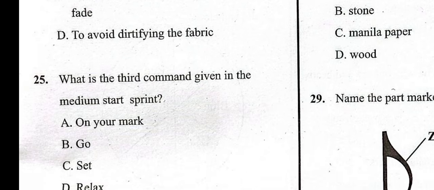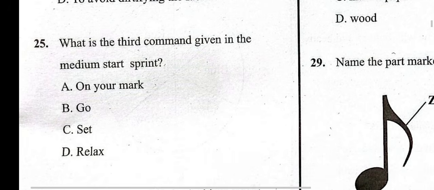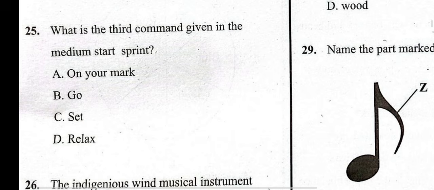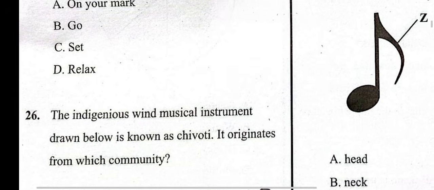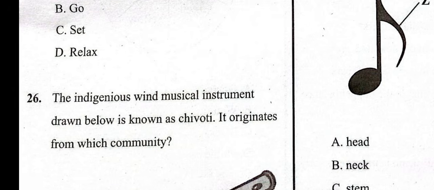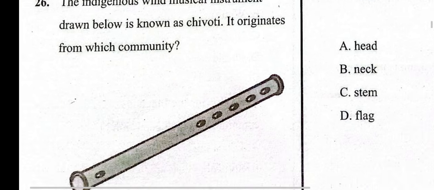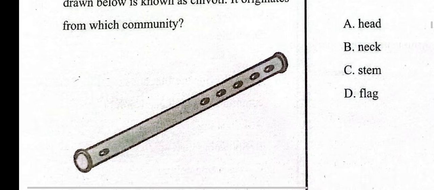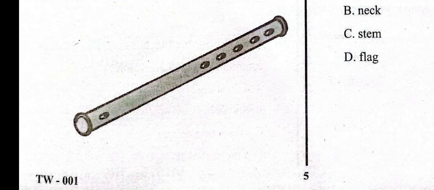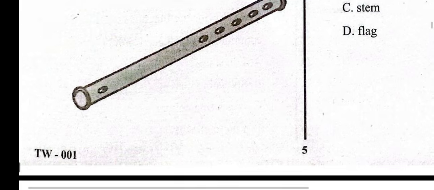Then what is the third command given to the athletes at the start? On your marks, get set, then go. So the third one is go, which is B. Number 26. The indigenous wind musical instrument drawn below is known as chivoti. Chivoti originates from which community? Of course, chivoti comes from the Digo, which is a Mijikenda community.